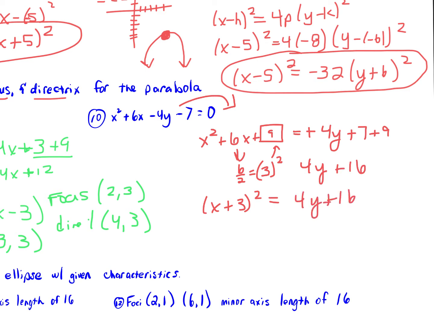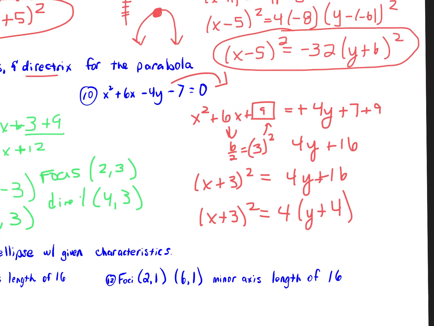4y plus 16. Well, I want y to have a coefficient of 1. So I'm going to say x plus 3 quantity squared is okay over here. I'm going to factor out a 4. So that leaves me with y plus 4. Now this is an x squared parabola. Here we're in standard form.